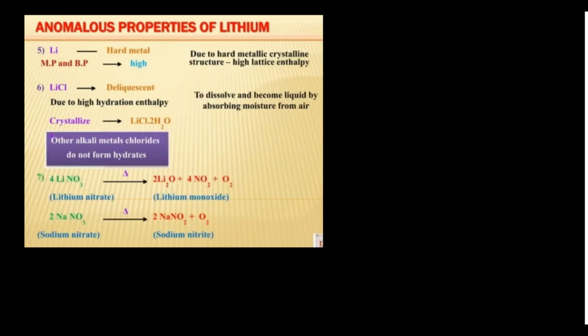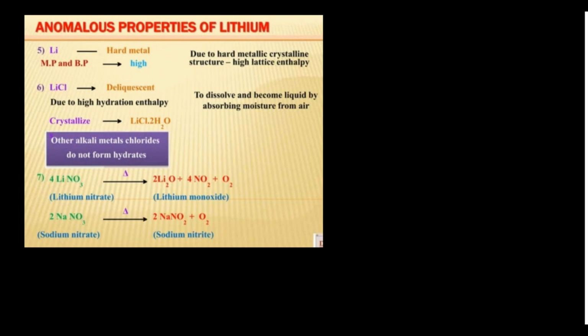Next is the lithium melting point and boiling point, which are very high. It is a hard metal, due to the hardness, metallic crystalline structure, and high lattice energy. And lithium chloride is deliquescent.